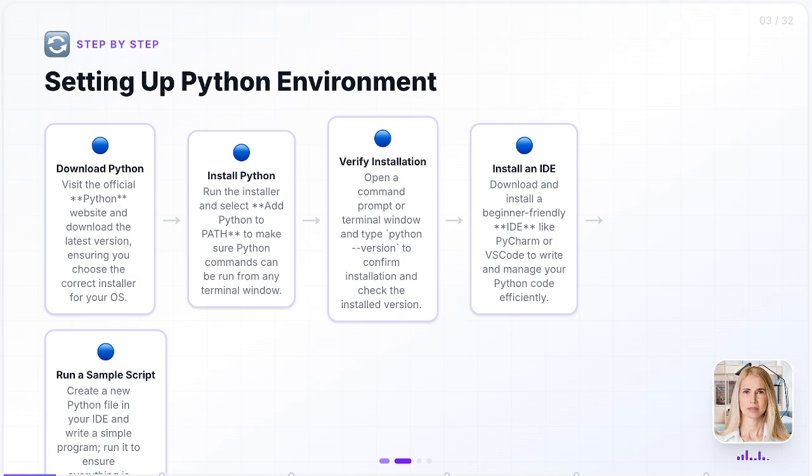First, you download Python from the official website, making sure you pick the right version for your system. When installing, remember to add Python to your path, allowing you to run Python programs from any terminal window. Check your setup by verifying the installation using a simple command. Then, dive into coding by installing an integrated development environment, IDE, a coder's best friend, where you write and organize Python scripts. Finally, test your setup by running a sample script.